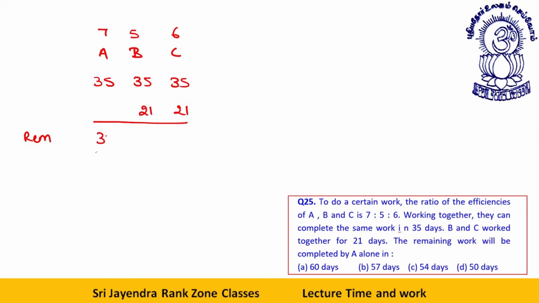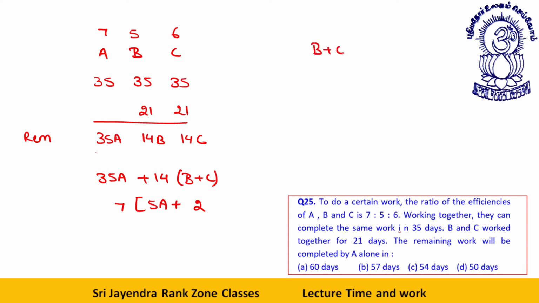The remaining work is 35A, minus 14A, 14B, 14C. Clear? Now, 35A plus 14 times (B plus C), or I can say, taking 7 common, 5A plus 2(B plus C). What is the value of B plus C? See, B plus C is actually 11.